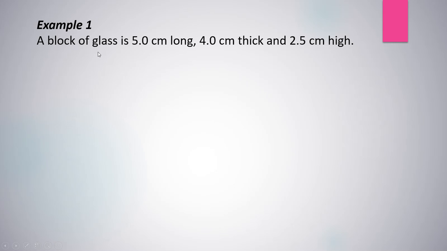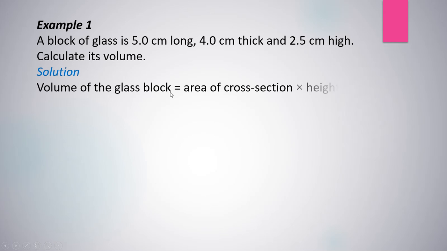Example 1, a block of glass 5 centimeters long, 4 centimeters thick, and 2.5 centimeters high. Calculate its volume. That block, we can see it is going to be in the shape of a block or a box. So we shall just say L times W times H, and we get 5 times 4 times 2.5, and we get our answer as 50.0 centimeters cubed. The units are in centimeters.